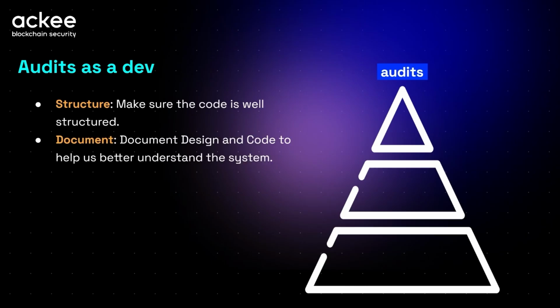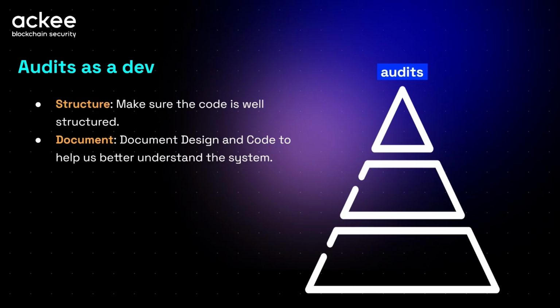The second point is documentation. Document design and code to help us, our auditors, better understand the design, but this can also be extended to the first part, when you want, after some time, to faster and better understand what the design was 6 months before. You also want to speed up the process of understanding for your colleagues and team members.